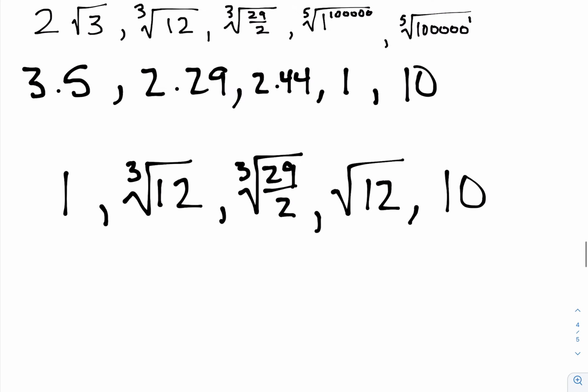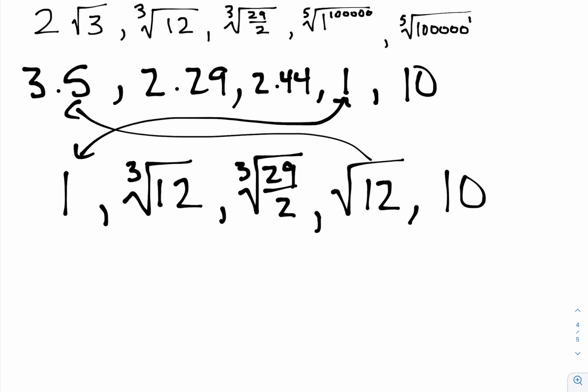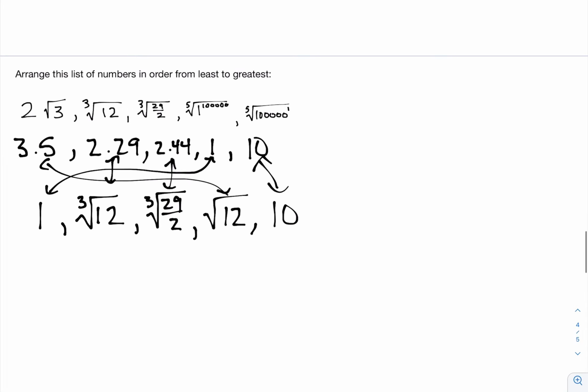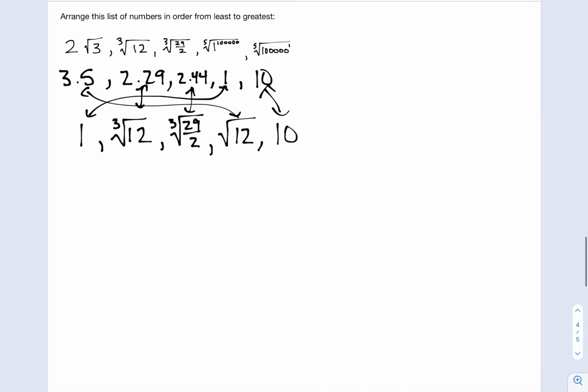So if we compare this, the 1 was right here. Okay, the 3.5, that was the 2 root 3, so that was right here. Okay, 2.29, that was right here. 2.44, that was right here, and the 10 was right there. So we did, in fact, order it correctly, just by comparing the insides and using our exponent laws.